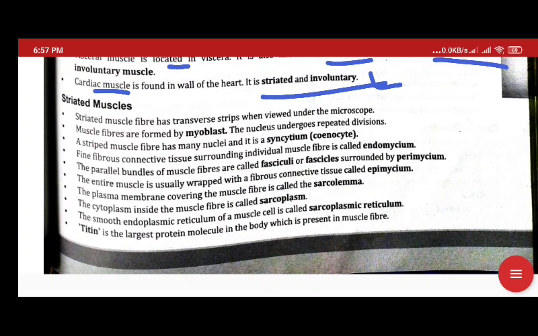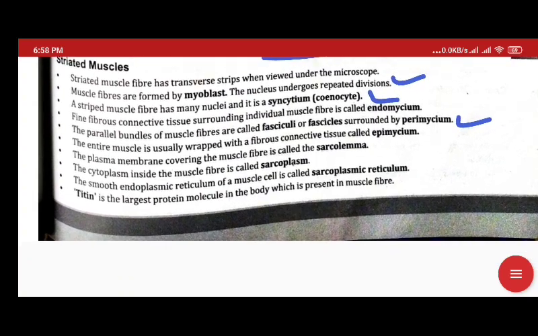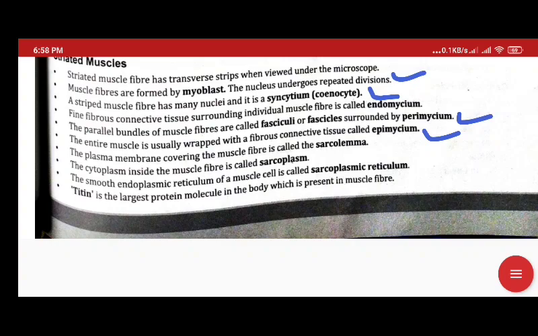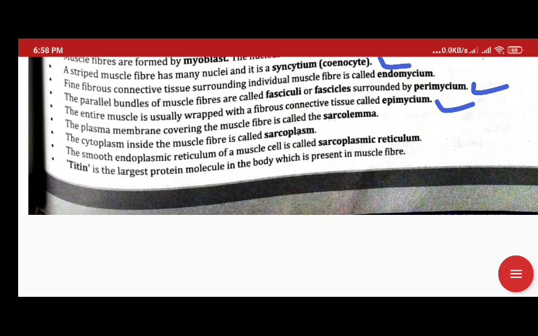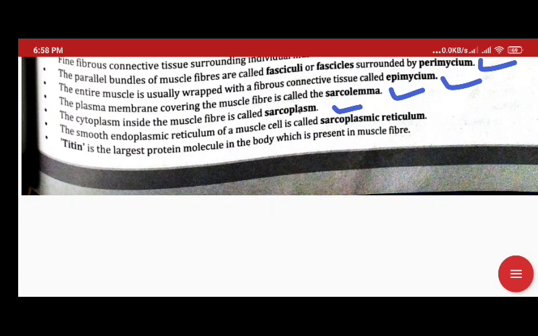Now in striated muscles, we have myoblast cells called syncytium, meaning multinucleated, and fasciculi covered by perimysium, and epimysium means the covering of the muscle. The plasma membrane is sarcolemma, and sarcoplasm is the cytoplasm inside the muscle fibrils. Now we also have sarcoplasmic reticulum, the smooth endoplasmic reticulum of muscle cells. Titin is the largest protein in muscle fiber.